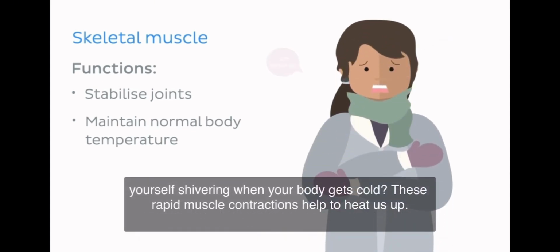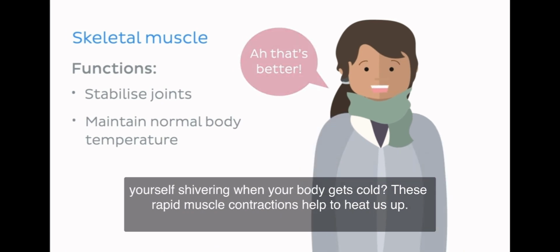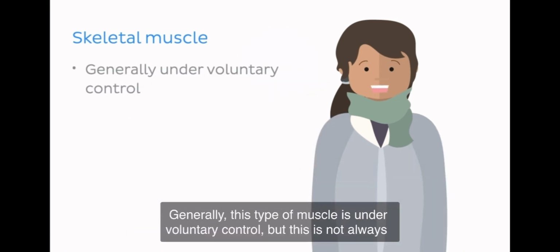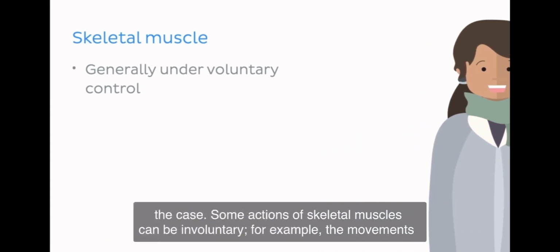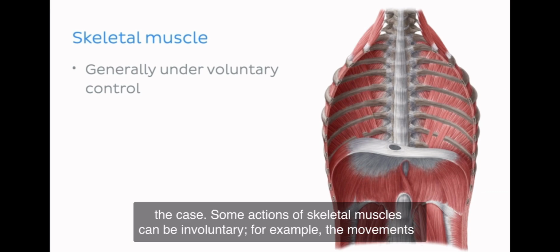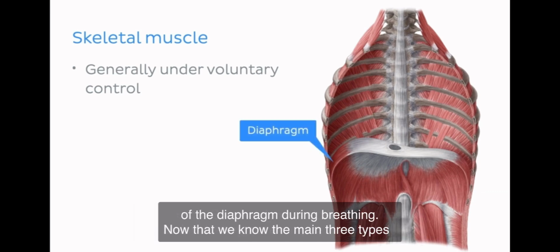Find yourself shivering when your body gets cold? These rapid muscle contractions help to heat us up. Generally, this type of muscle is under voluntary control, but this is not always the case. Some actions of skeletal muscles can be involuntary, for example, the movements of the diaphragm during breathing.